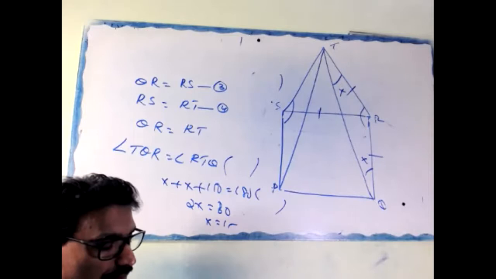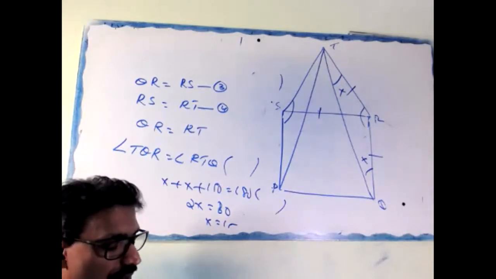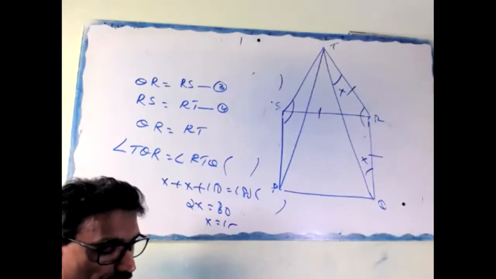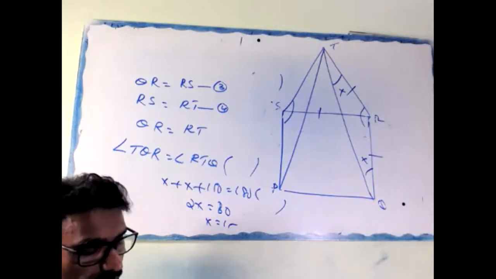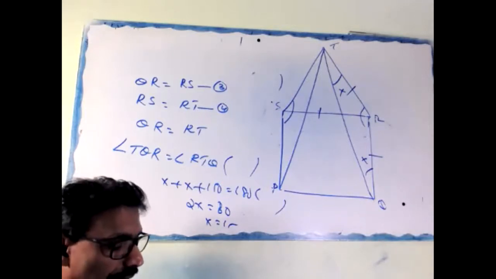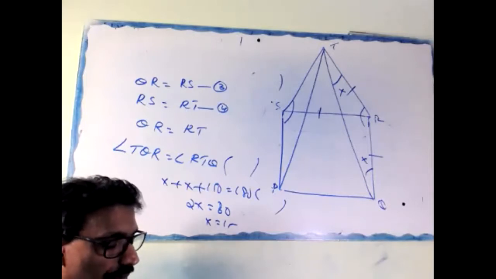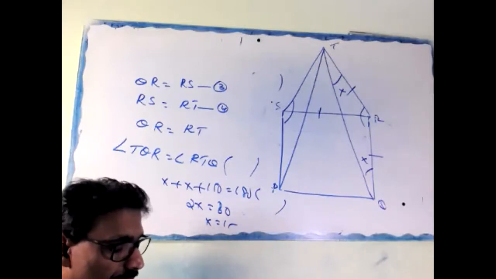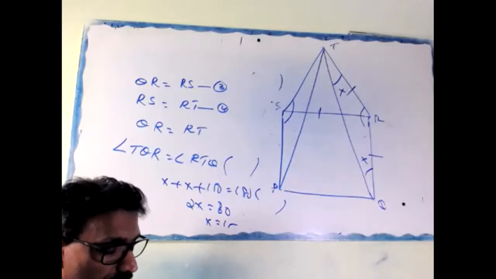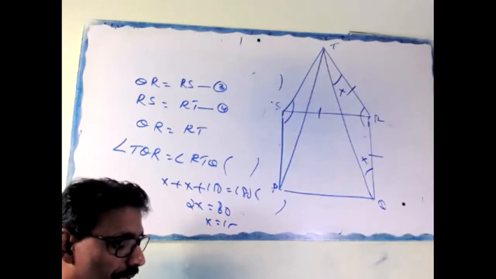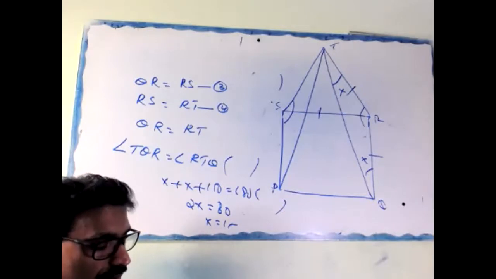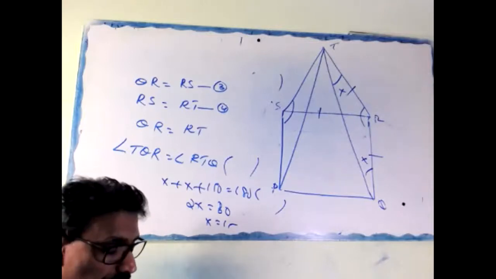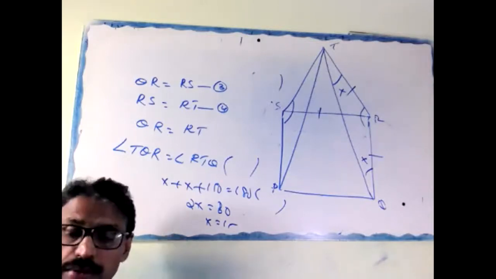Listen. Once again, two sides AB, BC, and median AM of one triangle ABC are respectively equal to sides PQ, QR, and median PN of triangle PQR. Show that triangle ABM congruent to triangle PQN, and triangle ABC congruent to triangle PQR. Okay, try this one.